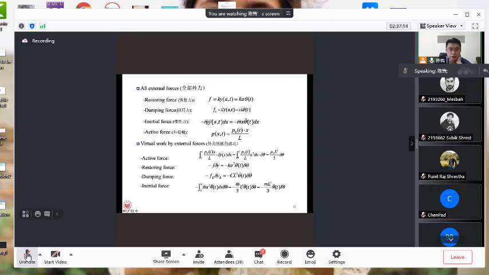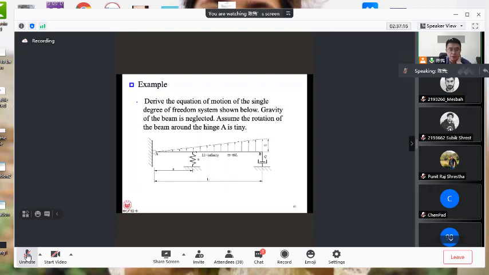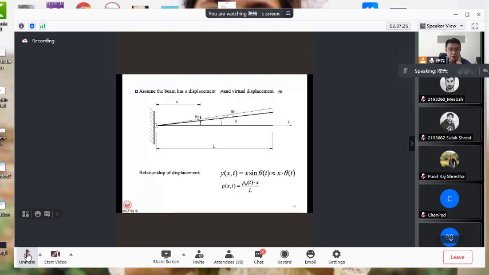The inertia force, because this has a distributed mass. So for a distributed mass, you should consider each small segment. So if we have x here, we take a very small part, which is dx. The length of this part is dx, so the mass of this part should be m dx.